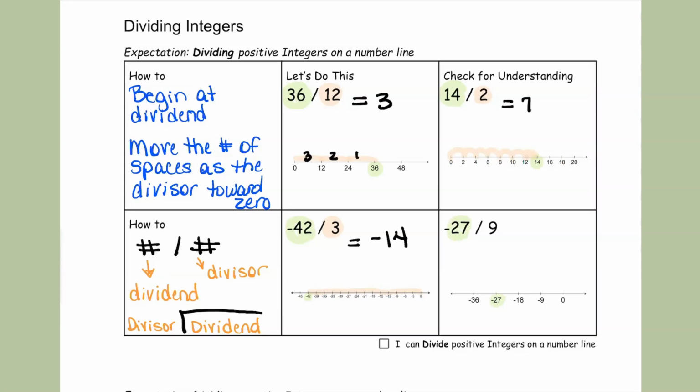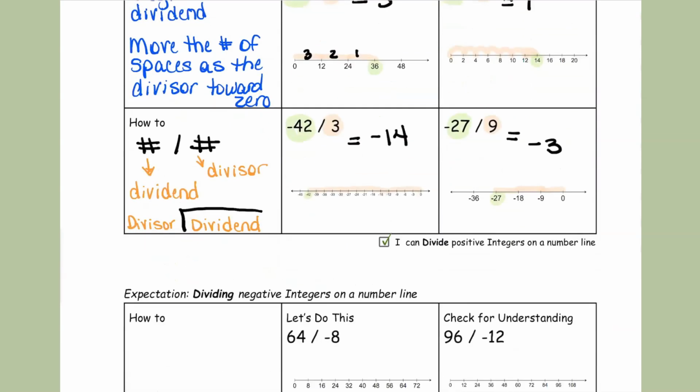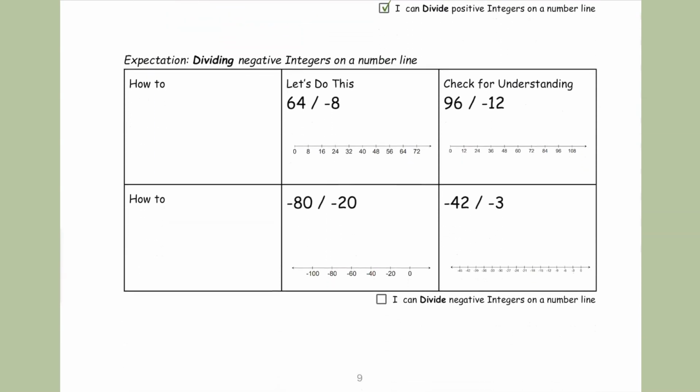My dividend is negative 27, so that's where I'm going to start. And then as I jump back to 0 using an increment of 9, I can see that it takes me 3 jumps to get back there. Negative 27 divided by positive 9 is a negative 3. I can divide positive integers on a number line. How about you?